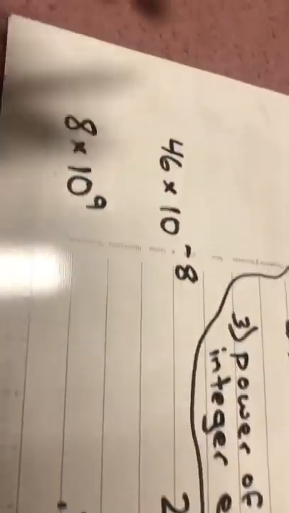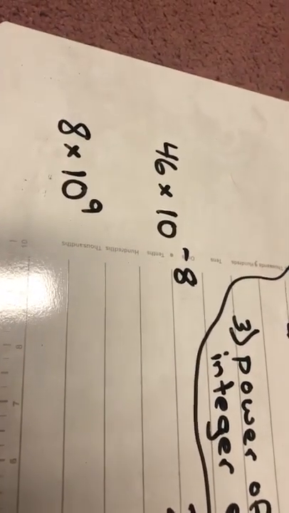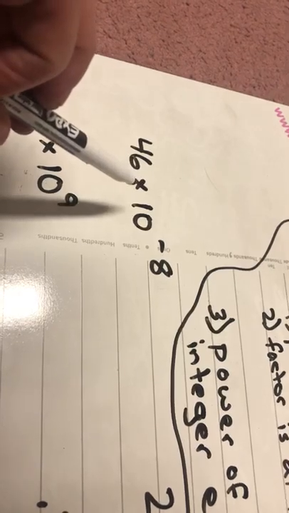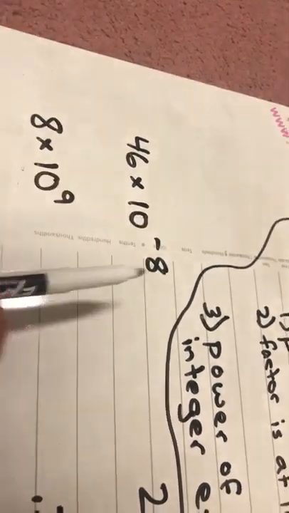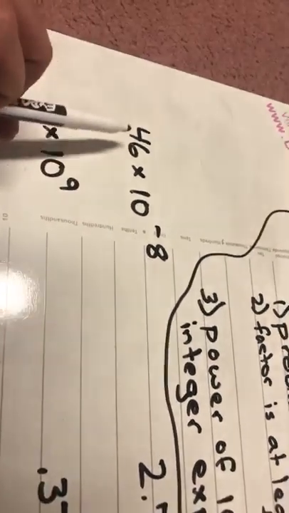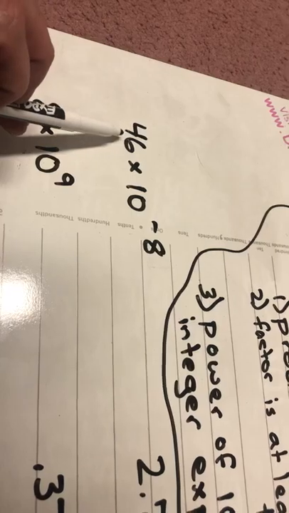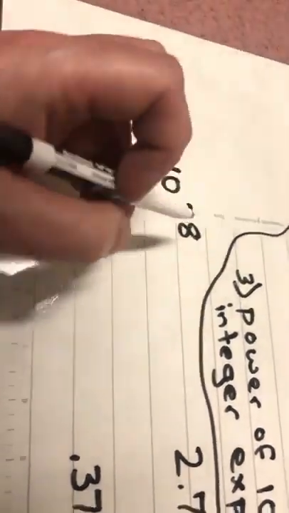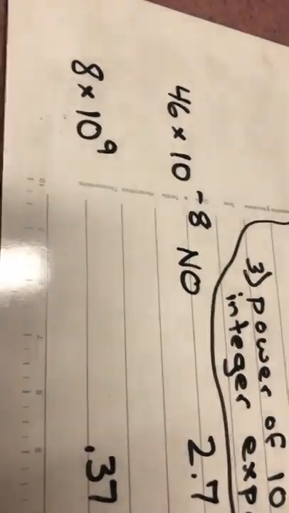Okay? So, the first one, we have 46 times 10 to the power of negative 8. Well, I see it's a multiplication problem. I see it's a base 10 with integer exponent. But my number here is 46. And remember, my factor number has to be at least 1, but less than 10. 46 is bigger than 10. So that first one is a no.